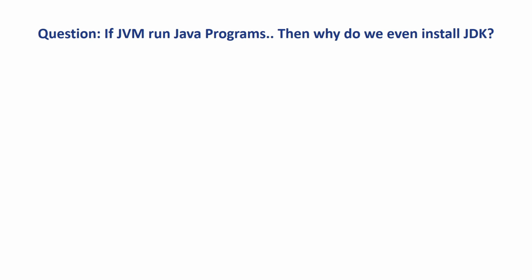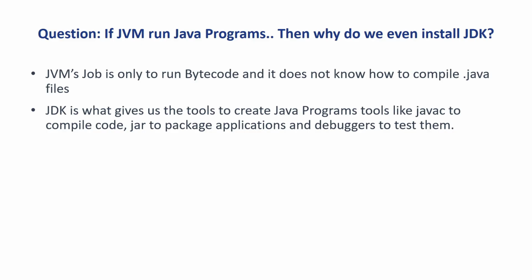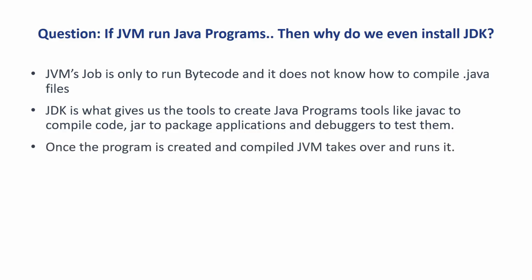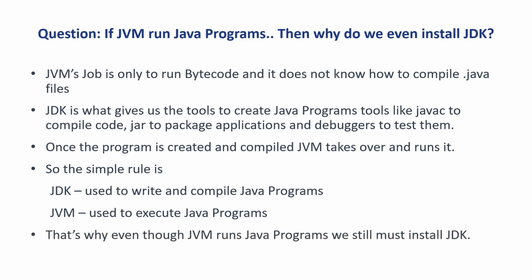So now let's see the question which was asked before. If JVM runs Java programs, then why do we even install JDK? So the answer is, JVM's job is only to run bytecode and it does not know how to compile .java files. JDK is what gives us the tools to create Java programs. Tools like javac to compile code, jar to package applications, and debuggers to test them. Once your program is created and compiled, JVM takes over and runs it. So the simple rule is JDK is used for writing and compiling Java programs, JVM is used to execute Java programs. That's why even though JVM runs Java programs, we still must install JDK.